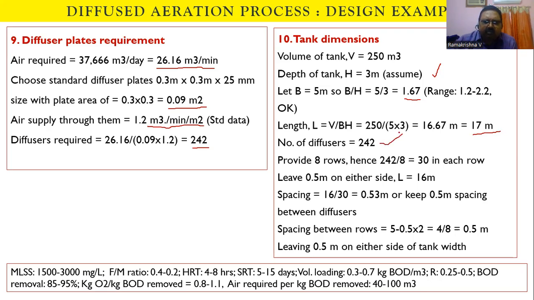So now we have to plan how to put these diffusers. Put 8 rows so that 30 in each row, and leaving 0.5 meters on either side. The length is 17 meters, 2 into 0.5 is 1 meter, 17 minus 1 is 16 meters. And then put some spacing, calculate here 0.5 meter spacing. And spacing between the rows also we can calculate 0.5 meters.